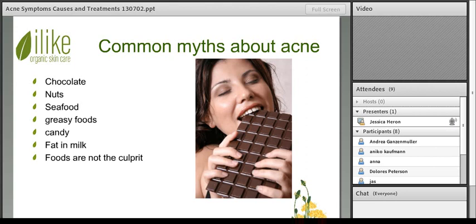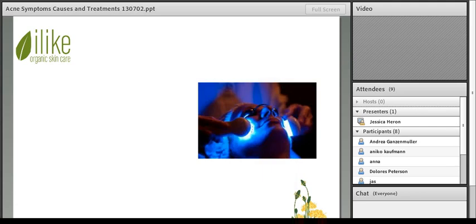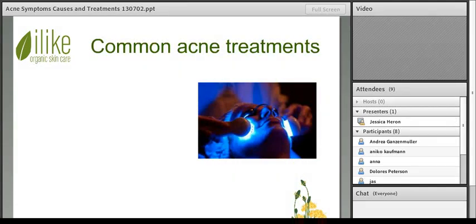If it's an allergy, that's different. But commonly, these are some of the myths that we see out there. Foods are not the culprit. Usually, it's mistreatment and poor hygiene that is a common cause of acne. And, of course, hormonal factors as well.